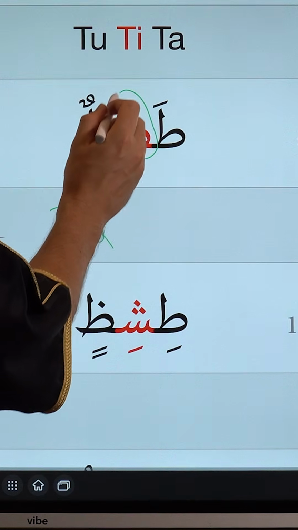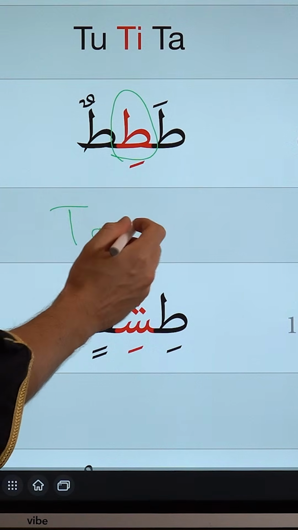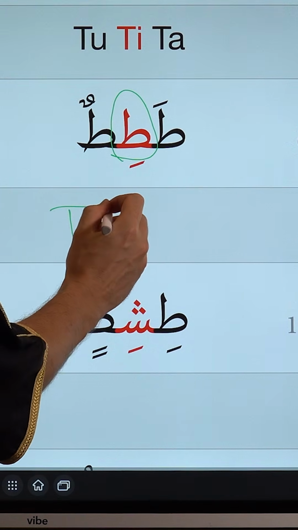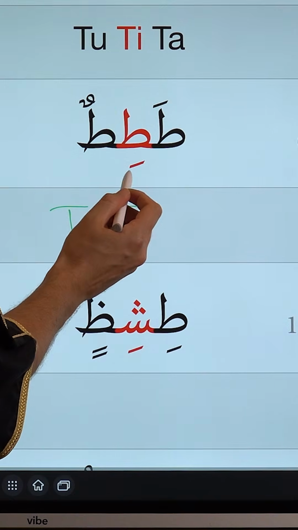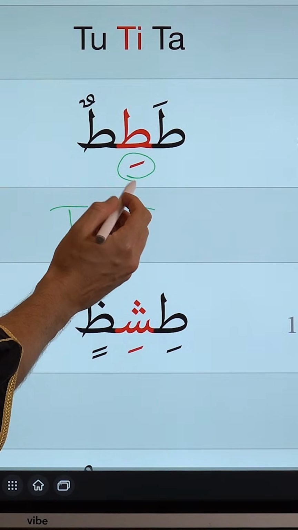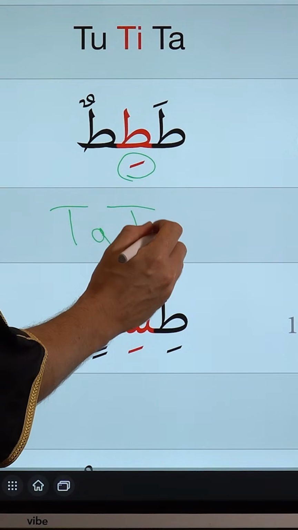The next letter, again, it's that sword shape with no dot, so this is the letter Ta. We'll write a capital T for the heavy T sound, and a line beneath a letter signifies the kesra, so we write an I for the kesra.